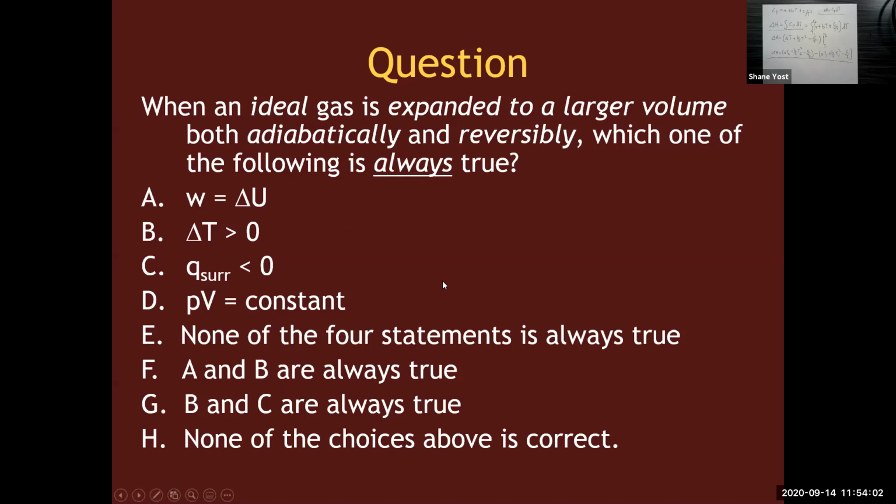All right. As a final review of some of the conceptual things going on in the problem: if I have an ideal gas and I expand it to a larger volume, adiabatically and reversibly, which one of the following is always true? A, work equals delta U. B, delta T is greater than 0. C, Q surroundings is less than 0. D, pressure times volume equals a constant. Or none of these are always true, or maybe some of them are true.